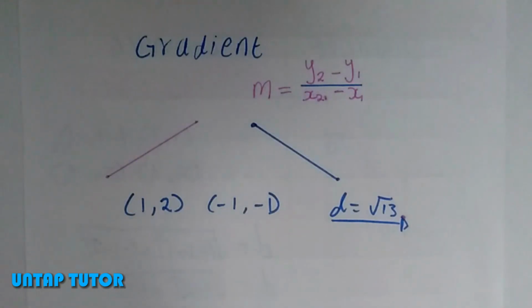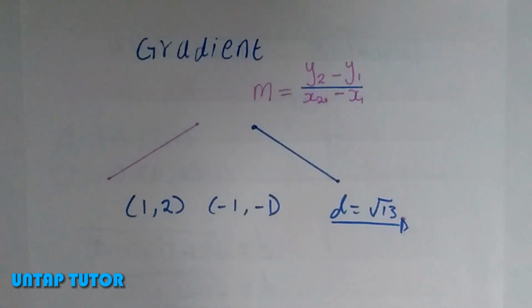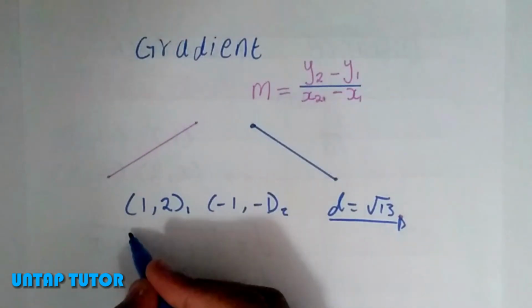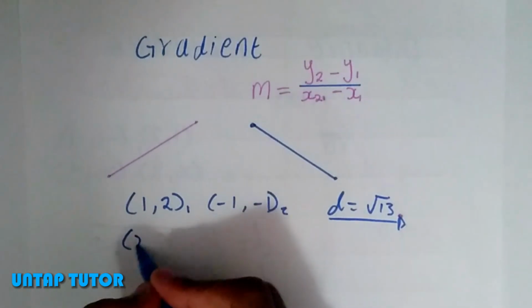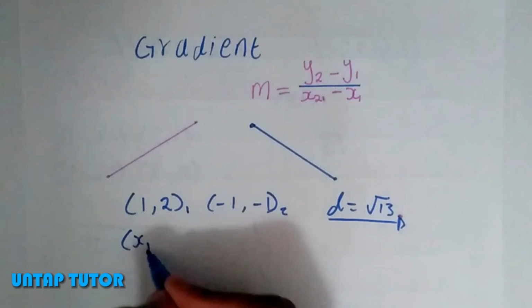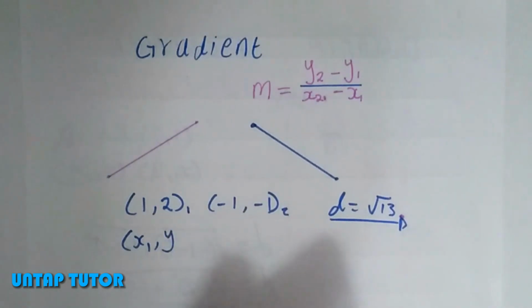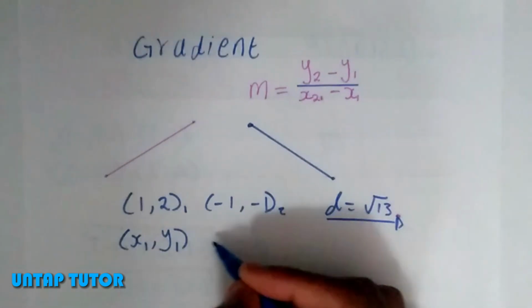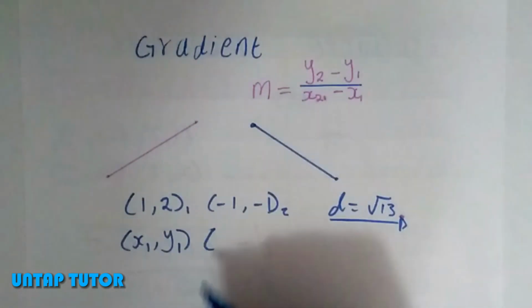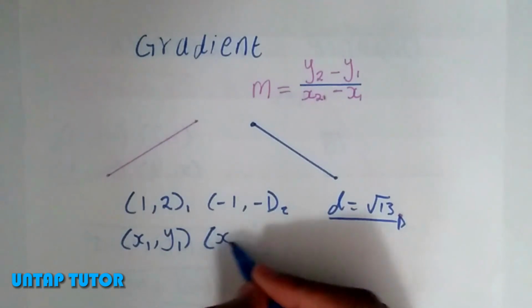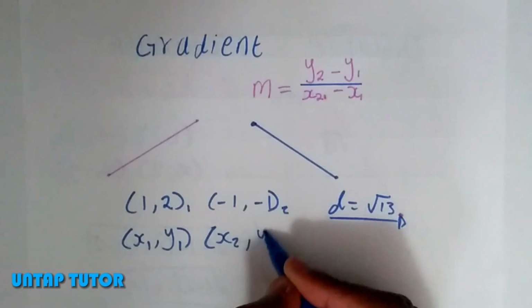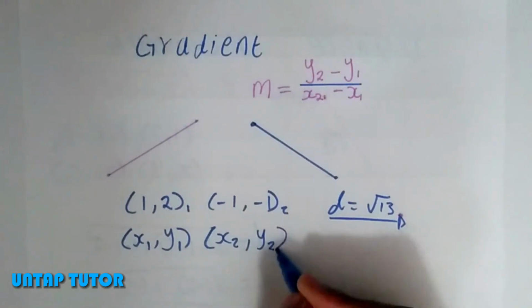So the question would say, find the gradient between these two points. First things first, we need to label our points. This is our first point, our second point. For our first point, it's going to be x, but since it's our first point, it's x1, comma, y, but since it's still our first point, it's y1, close brackets. Then our second point, it's x, but since it is our second point, it's x2, comma, y, also y2.